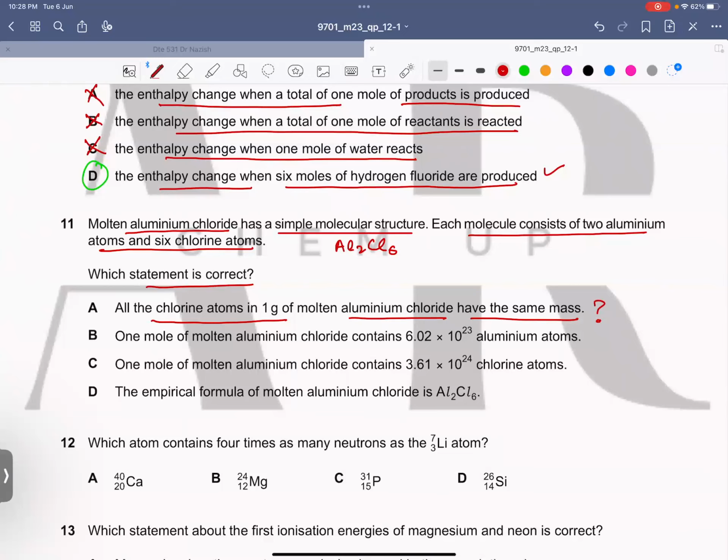Yes. Yes, please. Who is going to tell me is this a correct or a wrong statement?